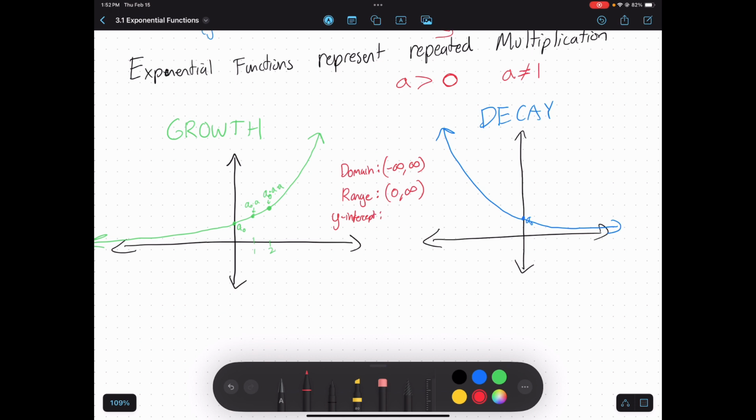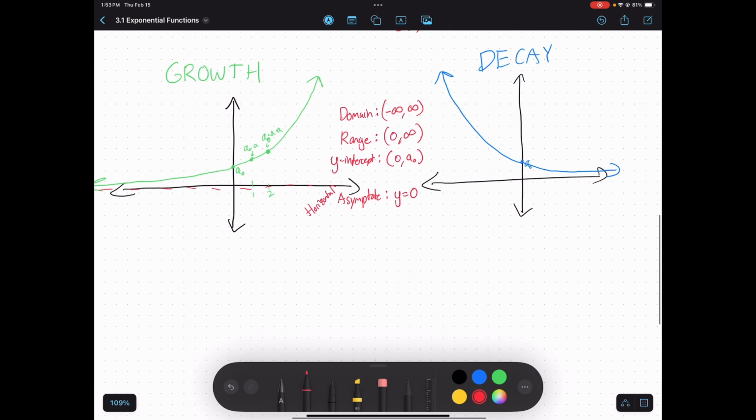As long as I'm not doing any horizontal shifts, I always have a y-intercept at a naught, your starting value. And then same thing, as long as I don't have any vertical shifts, there's always an asymptote at y equals 0. I always have a horizontal asymptote, specifically horizontal asymptote at y equals 0. The graph will never cross the x-axis.